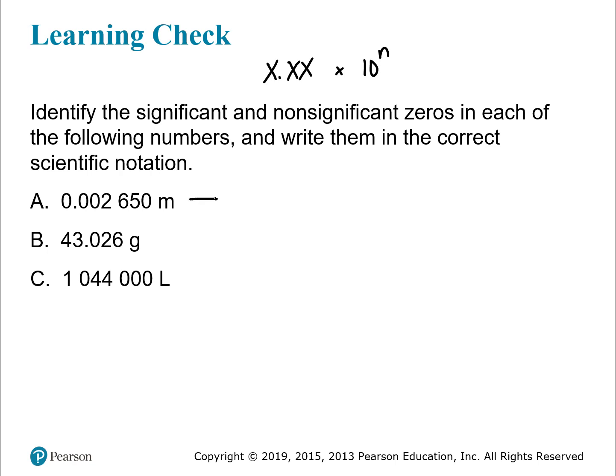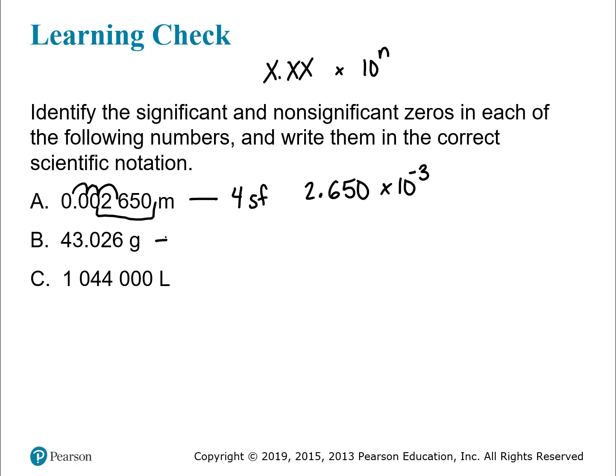So for A, the only ones that we're considering are these last 4 digits. So there are 4 sig figs here. When we write it in scientific notation, our coefficient is 2.650. That 0 is significant, so we have to include it. And then we figure out what our power of 10 is. 1, 2, 3. And since our number is less than 1, we have to throw a negative sign in there.